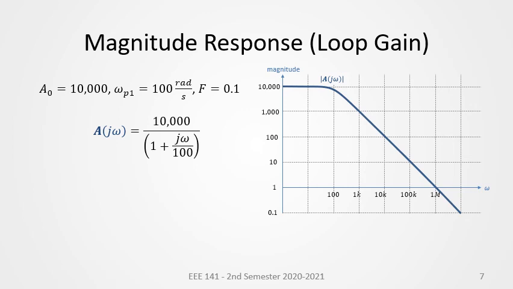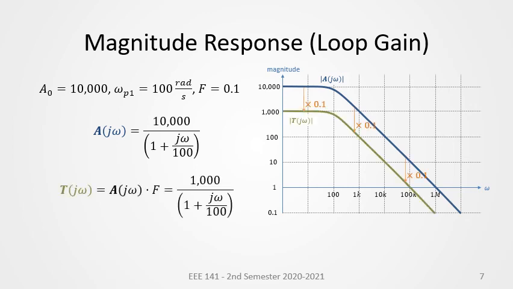At this range, the j omega over 100 term is still much smaller than 1, and so the denominator is just approximately 1. The gain decreases by a factor of 10 for every decade change in frequency at frequencies much larger than the pole frequency. This is because in this region, the 1 term is already negligible, and the magnitude is inversely proportional to omega.